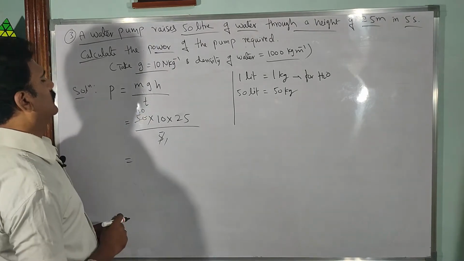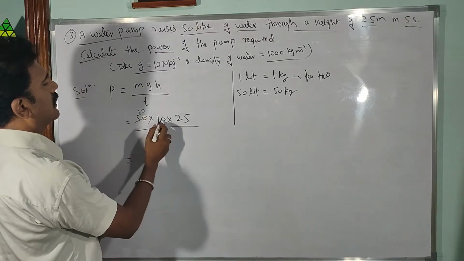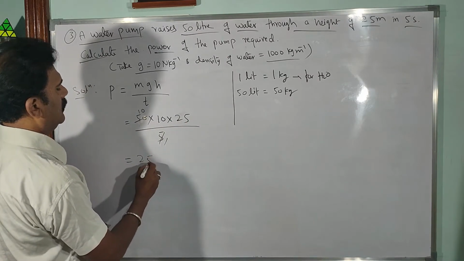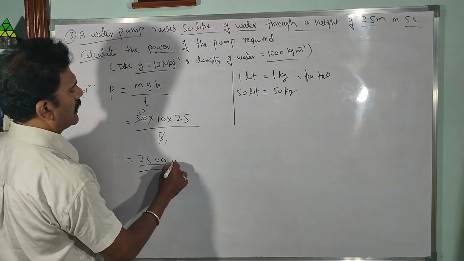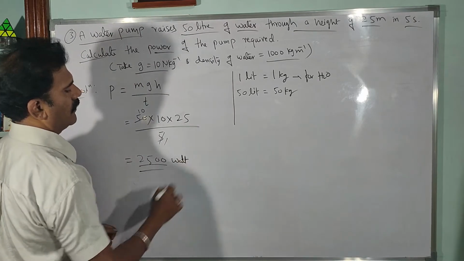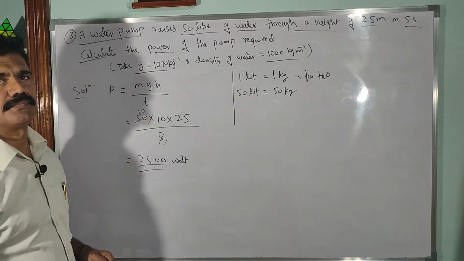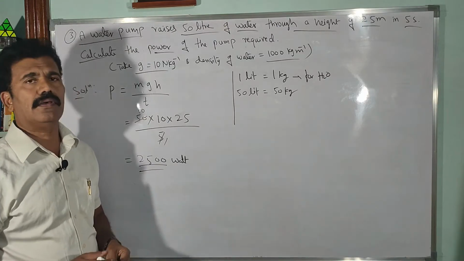Okay, then multiply this 100 by 25. So 25 with 2 zeros, 2500 watts. Clear? Okay, now let us see the next problem.